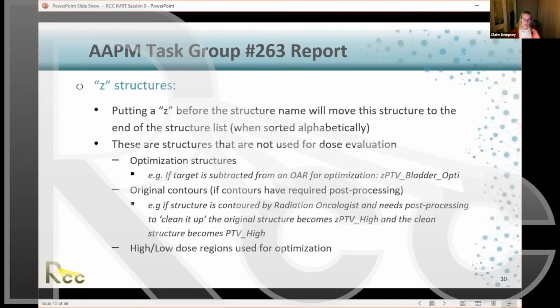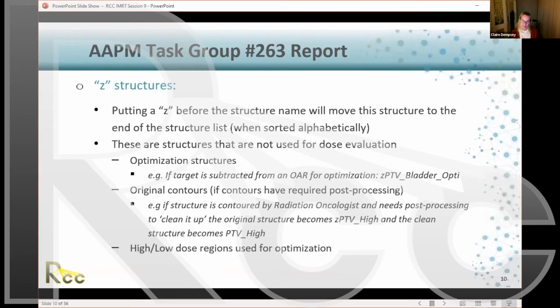So the task group report talks about these things called Z structures. And this is quite new. My department never used them before, but we've moved to this TG 263 report convention. And so Z pops up all the time now. Every single plan we have has these Z structures. The purpose of a Z structure is it's a structure that isn't part of the prescription. It's not an organ at risk. They're really structures that are used purely for optimization. So they're a structure that you use to get a good dose distribution, but you're not necessarily worried about the actual DVH of that structure.